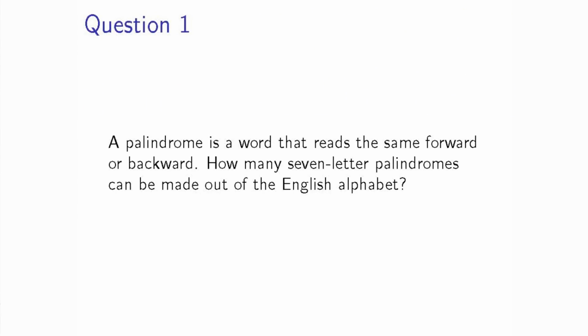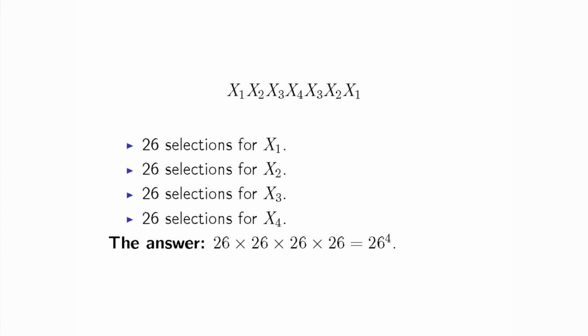In the first question, we ask: a palindrome is a word that reads the same forward or backward. How many 7-letter palindromes can be made out of the English alphabet? This question is easy. A palindrome of 7 letters should look like this: x1, x2, x3, x4, then x3, x2, x1. There are 26 possible solutions for x1, 26 for x2, 26 for x3, and 26 for x4. So the answer should be 26 to the power 4.